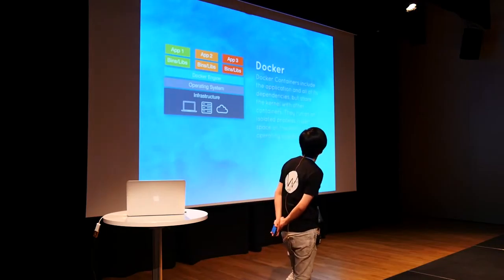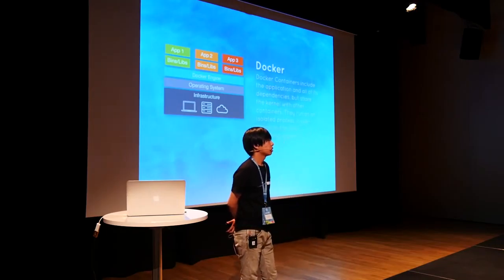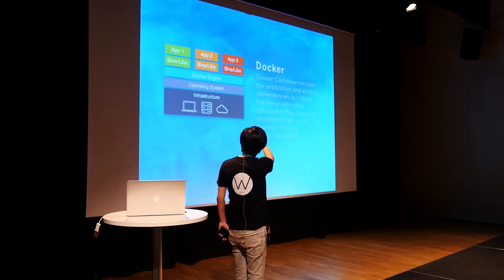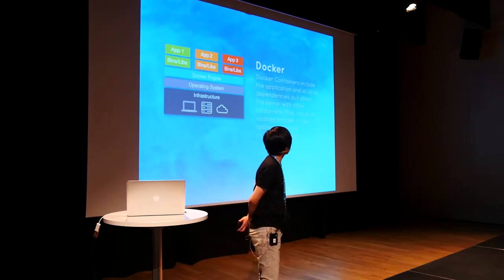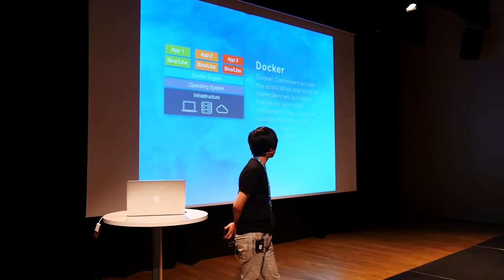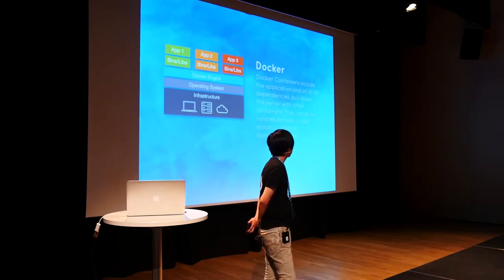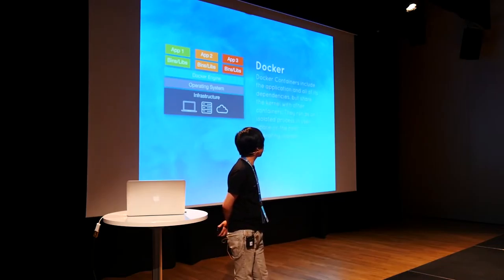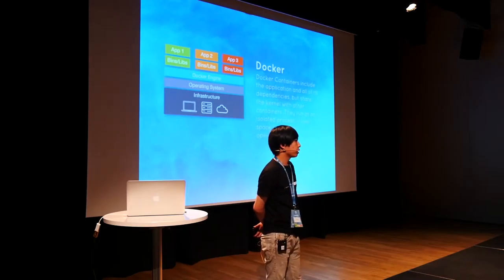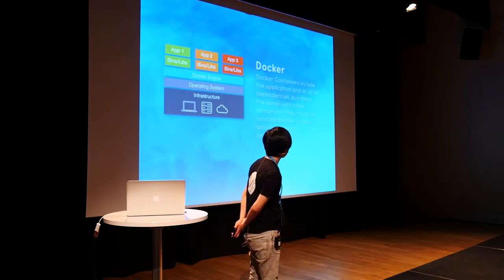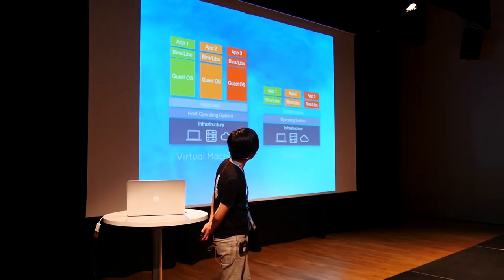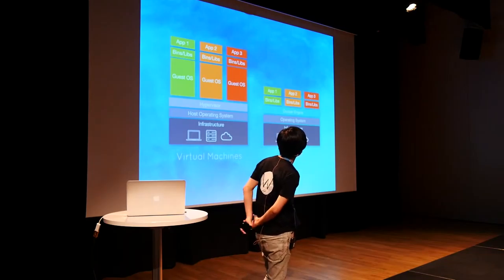On the other hand, Docker uses a system called the container system, and it works on the Docker engine. Docker containers include the application and all of its dependencies, but share the kernel with other containers. They run as isolated processes in user space on the host operating system. That's why Docker is very light and fast, and you can easily see the differences from this image. So Docker doesn't have the guest OS.